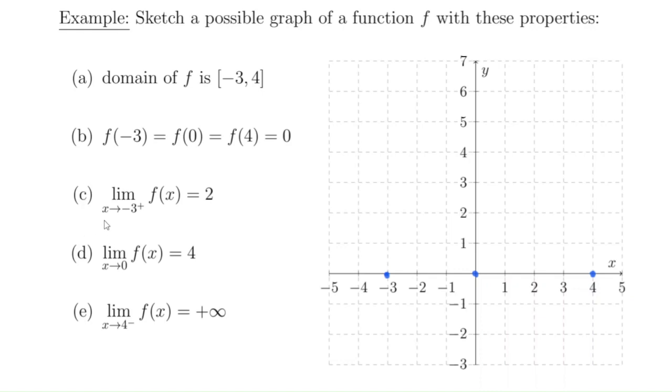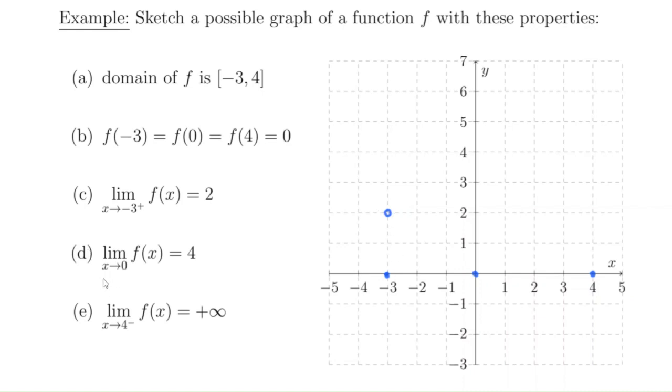Now, part C says we want the limit as x approaches -3 from the right to be 2. So here's -3. When we approach from the right, we want it to be 2. So I'm going to put a little open circle here. And as we approach from the right, we're going to want the limit to be 2. So I'll draw in some curve here eventually and make the limit be 2 as we approach -3 from the right.